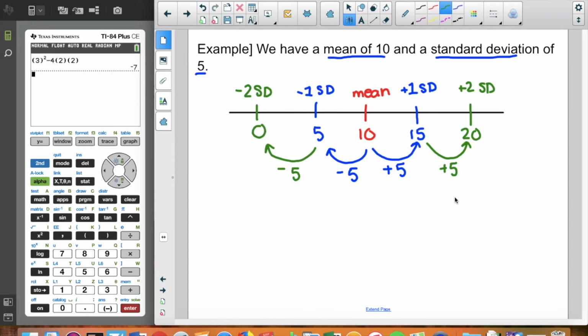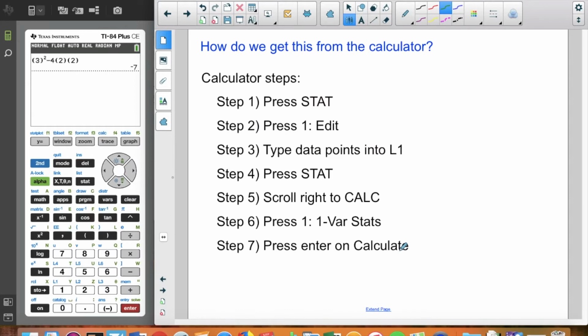And this is how we are going to be writing our standard deviations today. Start with the mean in the middle, and then we add it to get to the positive side and subtract it to get to the negative side. So how do we get this information from the calculator? There are calculator steps to get the standard deviation and the mean from your calculator, and this is what they are. If you need to pause the video or take a picture, go ahead.